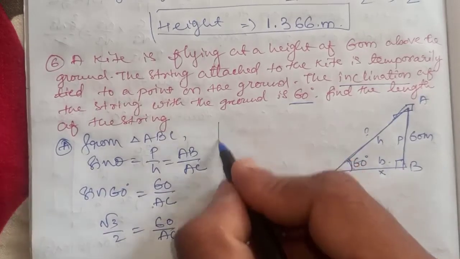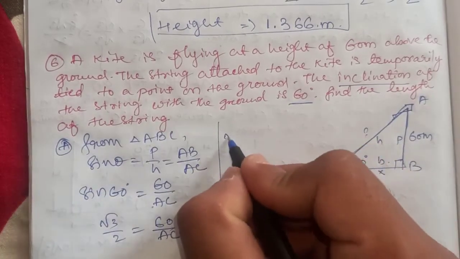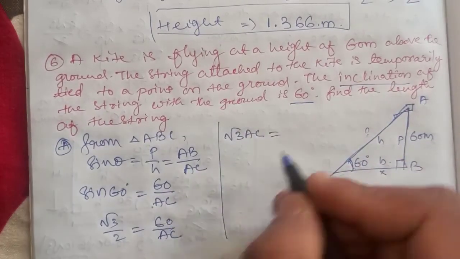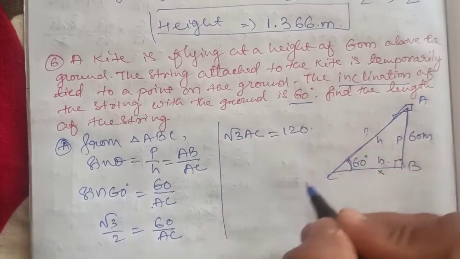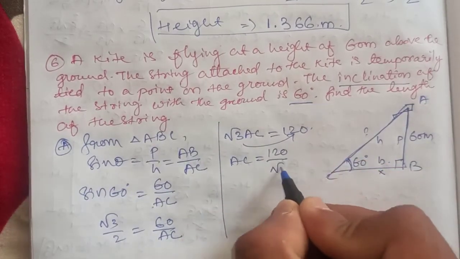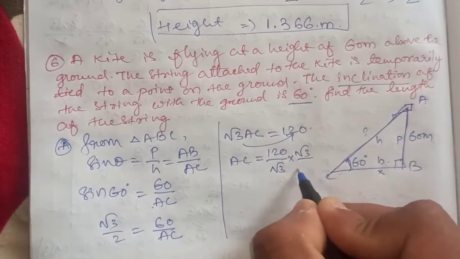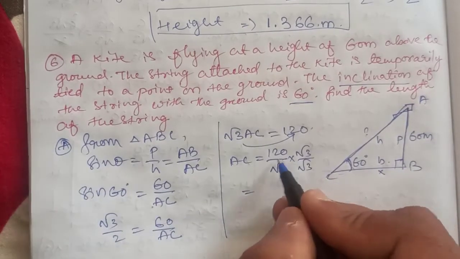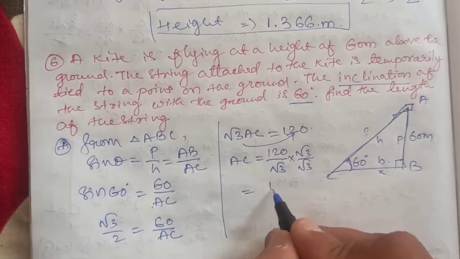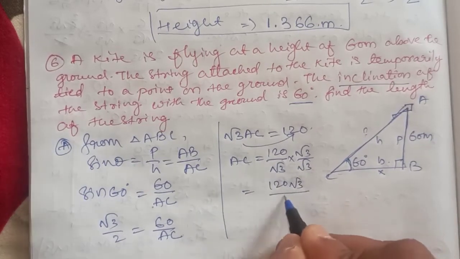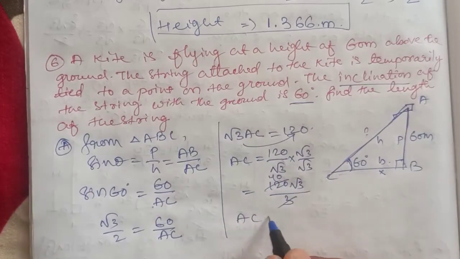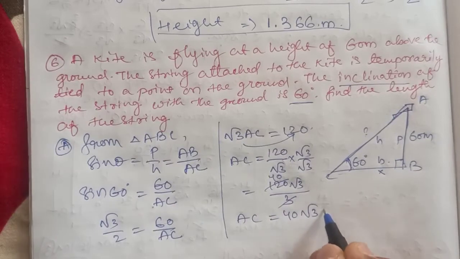Sine 60 is root 3 by 2, equals 60 by AC. Now cross multiply: root 3 AC equals 2 into 60, which is 120. Divide by root 3, so AC equals 120 by root 3. Now rationalize it. Remember, never keep a square root in the denominator; always rationalize the term. So 120 root 3 by 3, after cancelling we get 40. So AC is 40 root 3 meter.